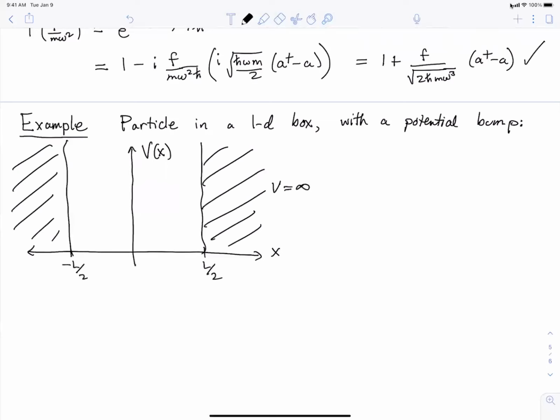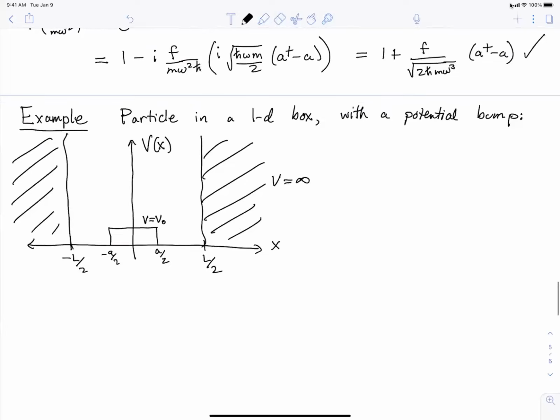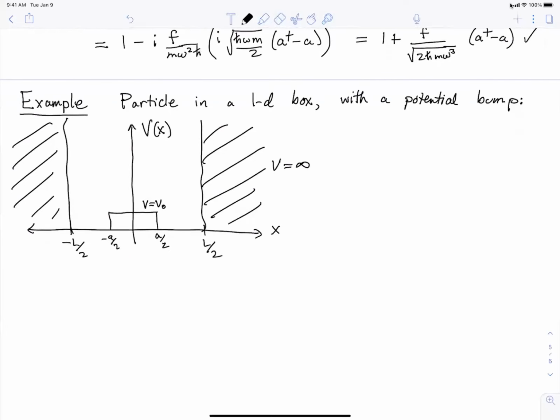But now we're going to add to this a little bump, and to make things nicer, I'm going to make the bump symmetrical around the origin. So this is from minus A over 2 to A over 2, and this is going to be V0. In this example, perturbation theory is, again, pretty much always going to converge. The reason is that this little bump is always small compared to infinity, which is what's really setting the energy scale of the rest of this.